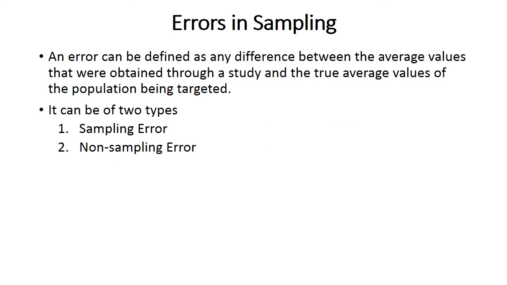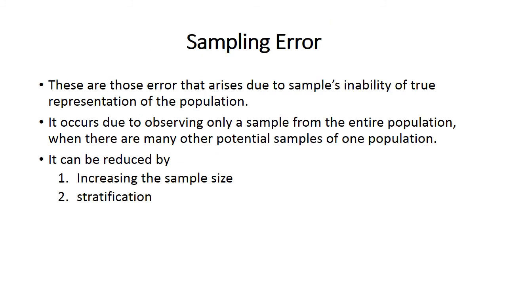Now coming on to errors in sampling. There are different types of error in sampling. An error is basically defined as any difference between the average values that were obtained through a study and the true average value of the population being targeted. So there are two types: sampling error and non-sampling error.